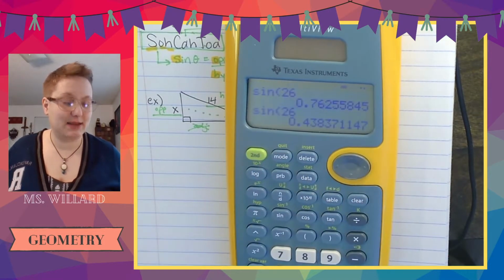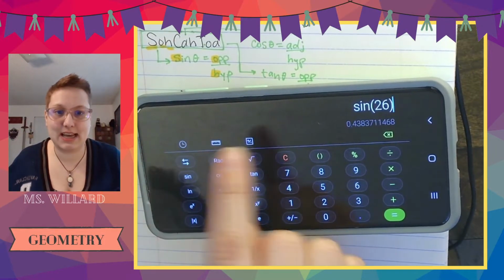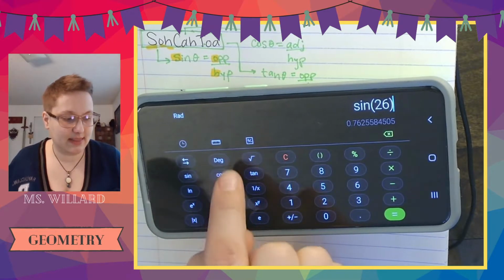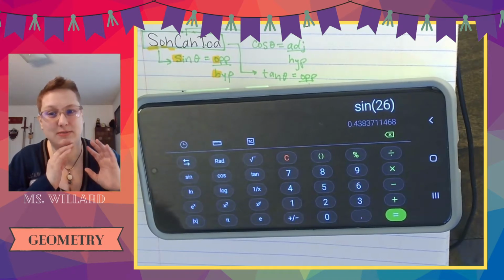Okay, so we're going to try again. There we go. There's the right answer. And on your cellular device, it'll say like deg or rad somewhere. So this turns on radians, and then I press degrees and it turns off radians. So degrees is the basic mode for your phone usually.